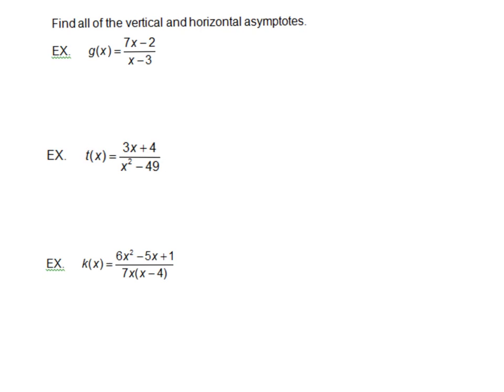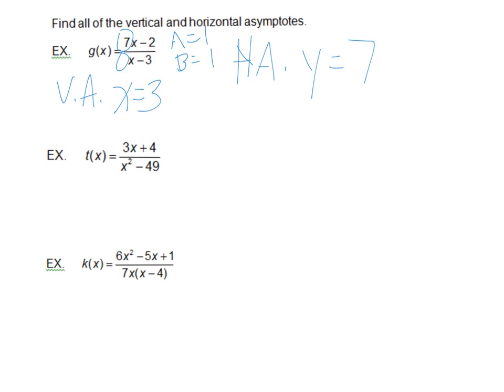So let's practice finding vertical and horizontal asymptotes. In this first example, vertical asymptote is where the bottom would equal 0. So if x minus 3 equals 0, the asymptote would be at 3. For the horizontal, we have to use our rules. The degree of the top would be 1. Degree of the bottom is also 1. So it's the leading coefficient over the leading coefficient, which would be 7 over 1, or just 7.